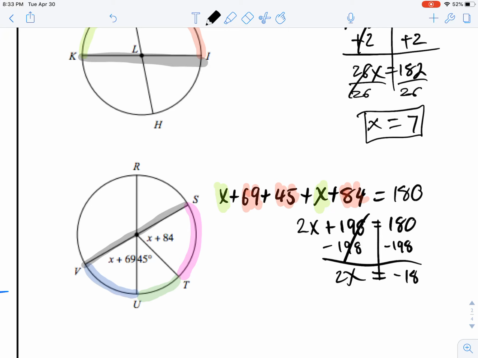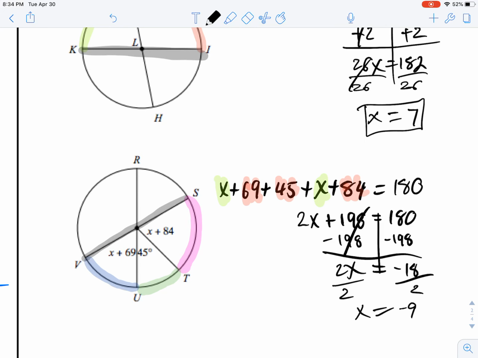Alright, next step, I gotta get x by itself, so I'm going to divide both sides by 2. You should get x equals negative 9. Okay, now if you're not sure about your answer, like we had that negative number, we don't usually get negative numbers, so we can go and plug it in. So if we do negative 9 plus 69, we get a total of 60. Well, that 45 stays the same. If I plug in negative 9 plus 84, we should get 75.